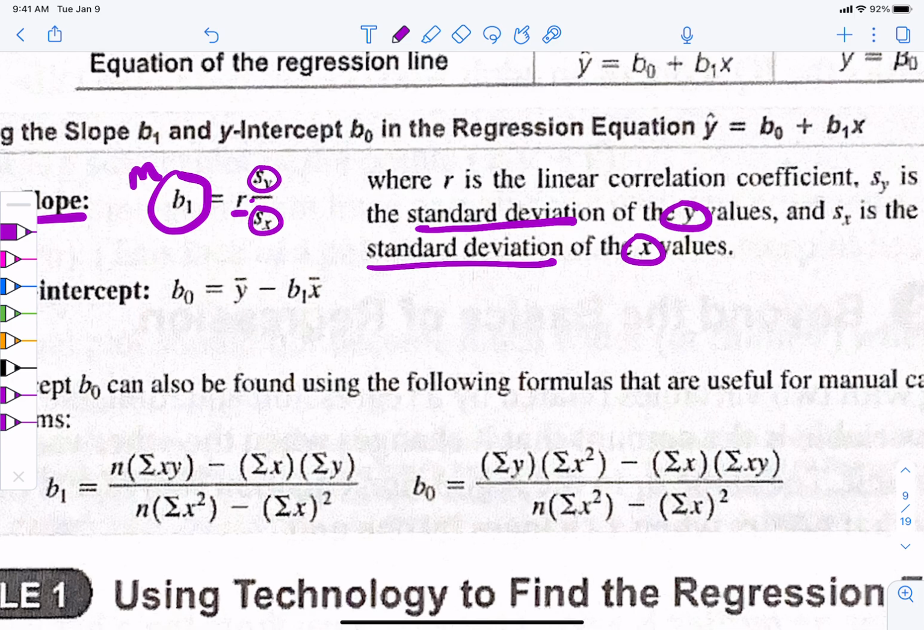Why do they put the y's over top of the x's? Because it's rise over run. Don't get that confused, because it's the same thing as y2 minus y1 over x2 minus x1. The y's go on the top because it's the rise over the run. So those are just your standard deviations you're dividing, okay?